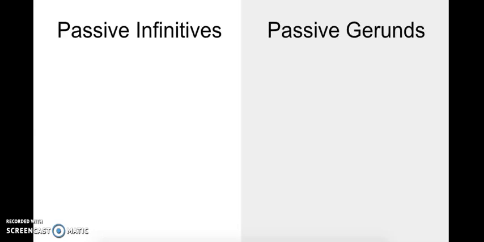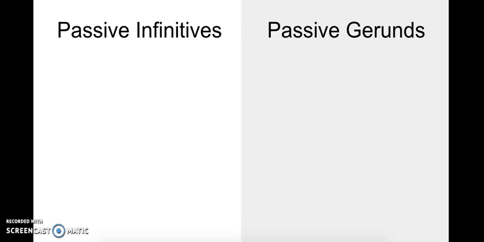This is the second part of our grammar lesson on passive voice. There are two other forms of passive. There's passive infinitives and there's passive gerunds. We'll break it into a bit more detail.